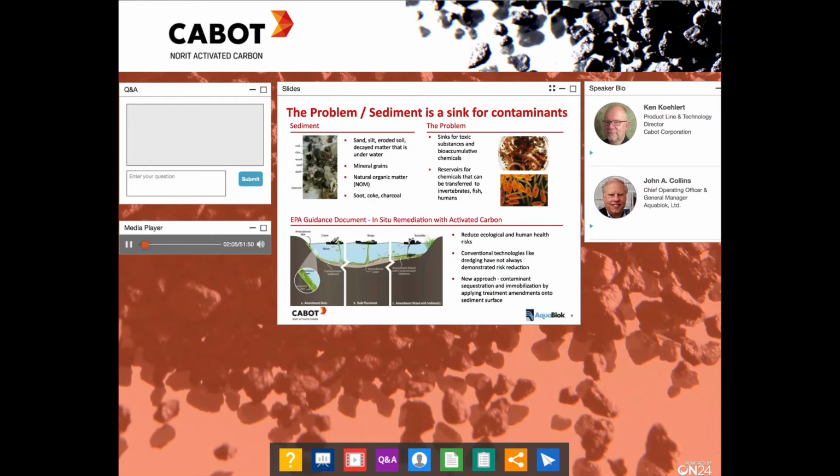Okay, so why are sediments important? Essentially, it's because they function as a natural repository or reservoir for contaminants. Many of these contaminants are bioaccumulative, meaning they can be ingested and transferred up the food chain. This makes them a significant ecological and human health concern. The EPA has recognized that remediation approaches, other than conventional dredging and capping, can be employed which are much less disruptive and can dramatically reduce risk. This presentation will focus on one such method, the application of activated carbon.